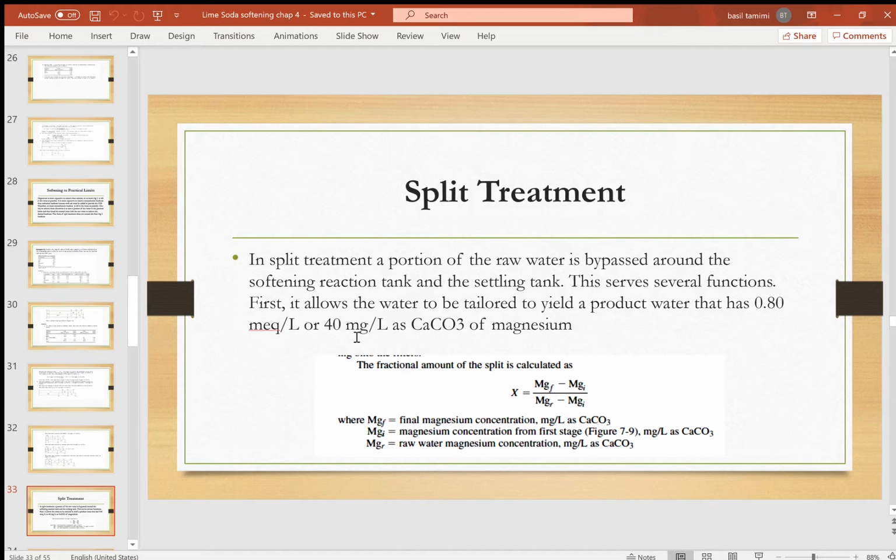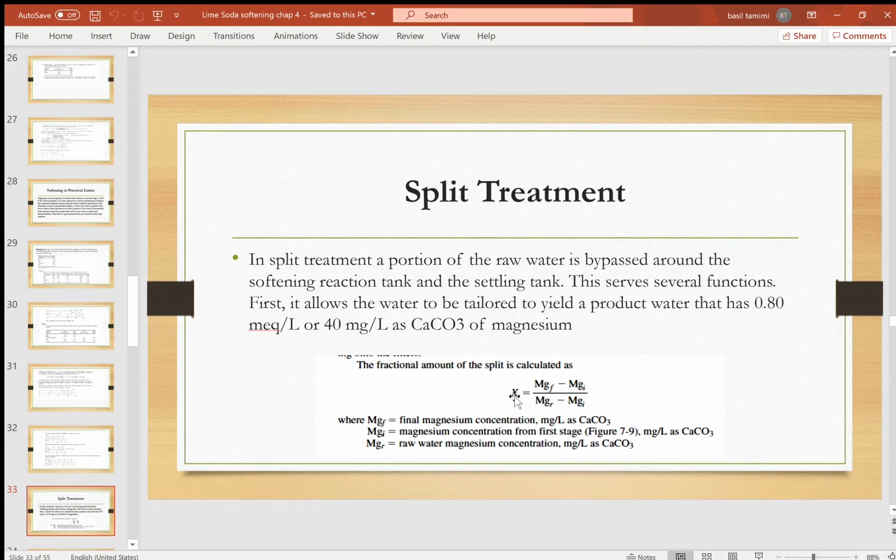That's why we would prefer to remove calcium rather than magnesium. Okay, so this is the concept, the theory behind the split treatment. Now we have to decide what fraction of the water should be treated and what fraction should be left untreated.